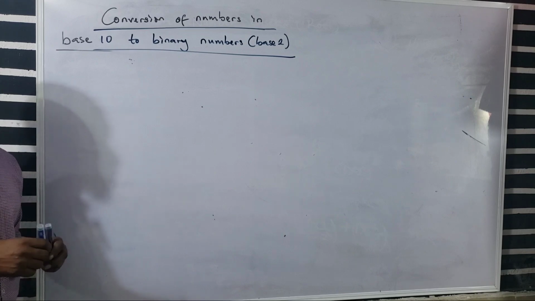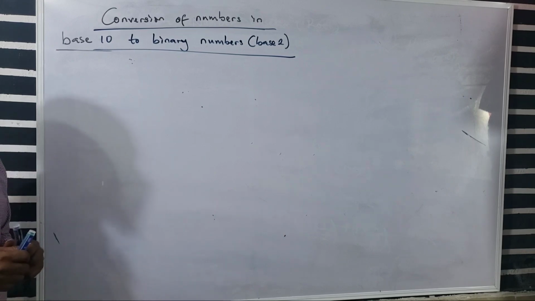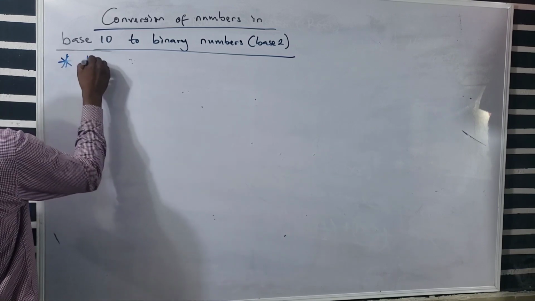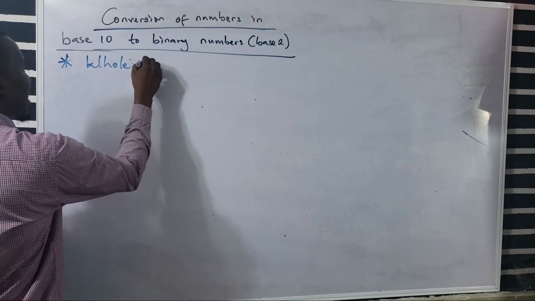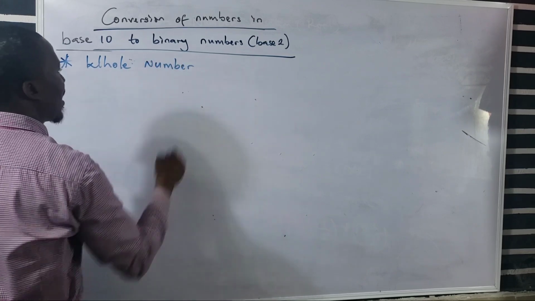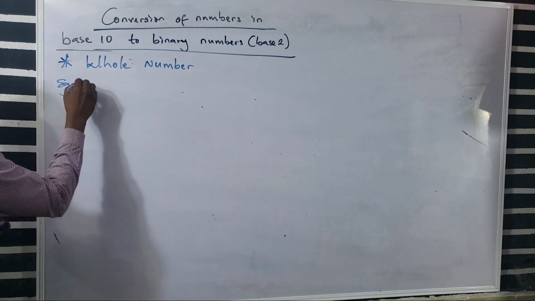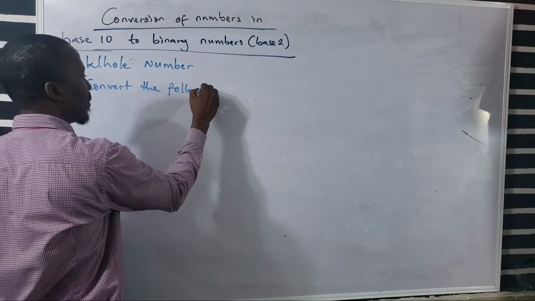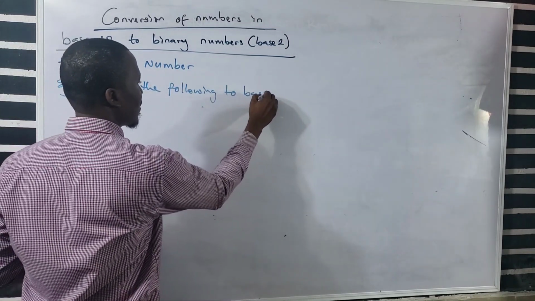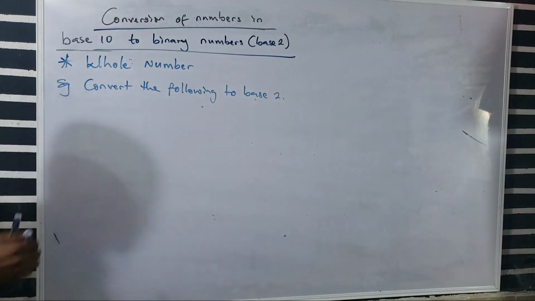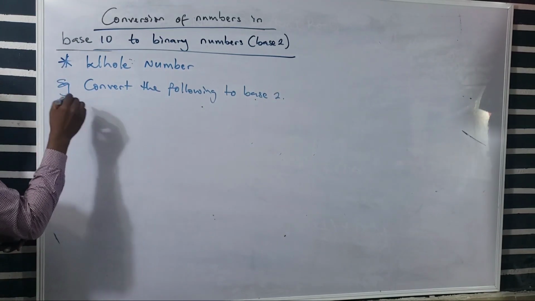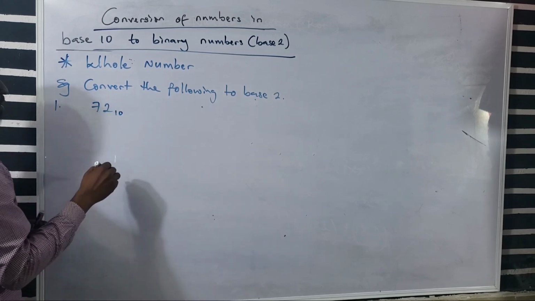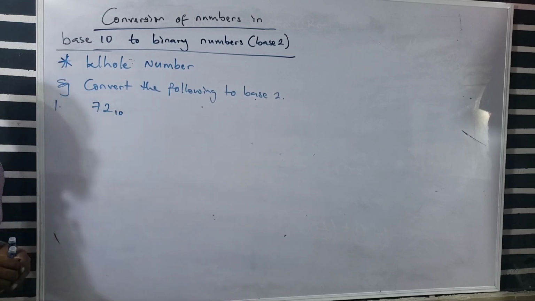We are going to start with whole numbers, just the same way we did in base 2 to base 10. So we are going to focus on whole numbers, probably solve two examples, then we'll now look at decimal numbers. So let's take an example. Convert the following to base 2. So let's take number 1, 72, base 10. Now, how do we convert?